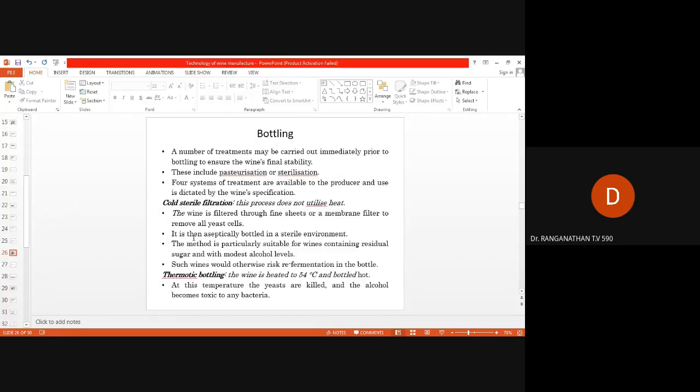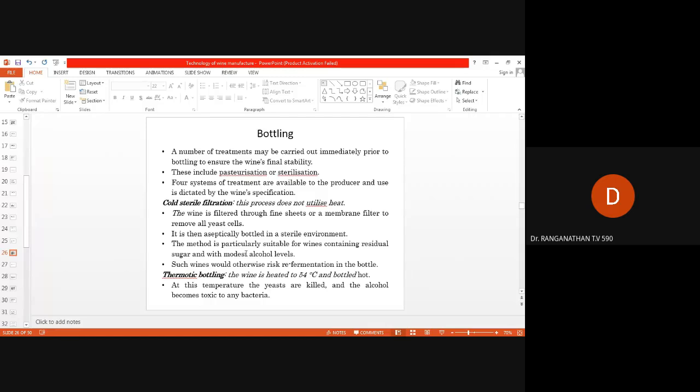Now, after that, you have what is called bottling. I think you know that. After bottling, you can have either in-bottle pasteurization or sterilization or the other options. So cold sterile filtration: what is done? This does not require heat. It is filtered through a fine sheet or a membrane filter to remove all the yeast cells and then aseptically bottled in a sterile environment. So I use filtration as a mode of removing microorganisms. This is what is called cold filtration.